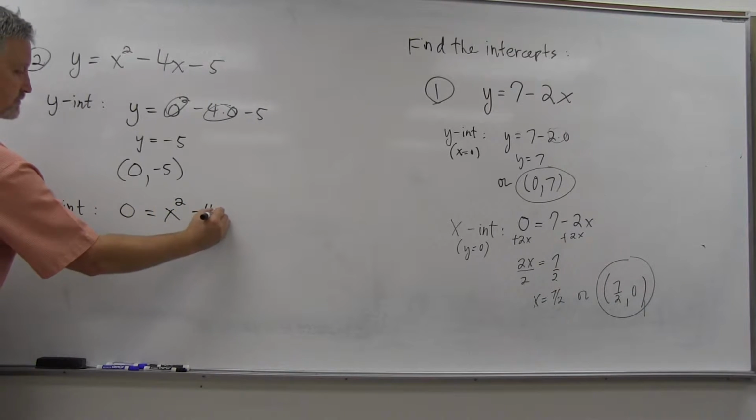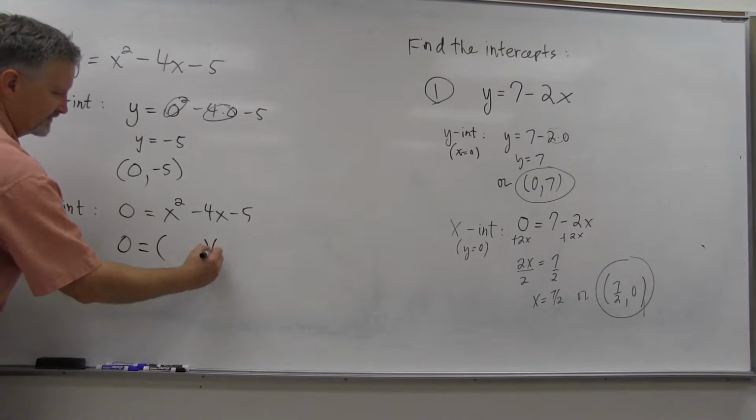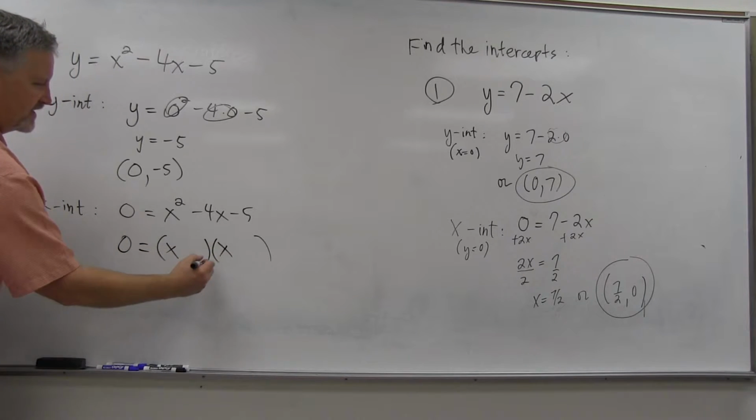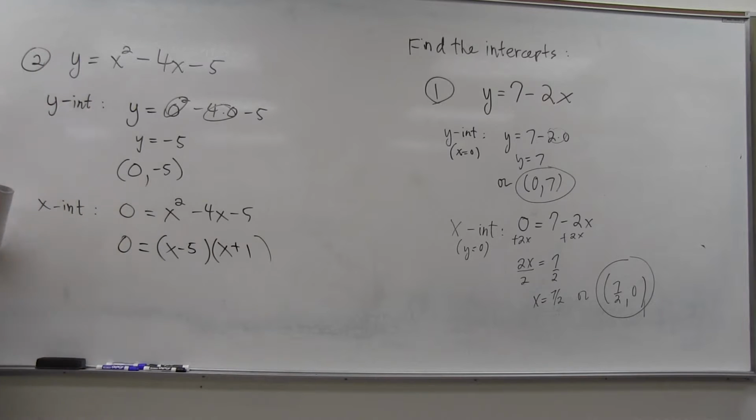Y is 0. So what do we have to do there? Factor. Either factor, quadratic formula may come into play, square root method may come into play, but yeah, it is factor. X and x, got minus 5, minus 4 in the middle, minus 5 and a positive 1. Okay.